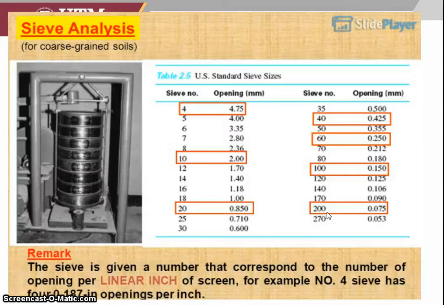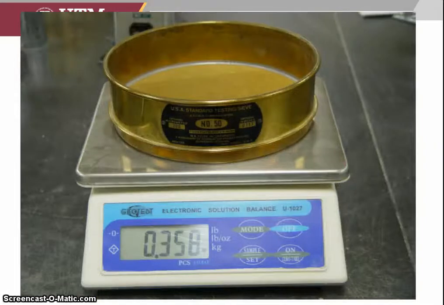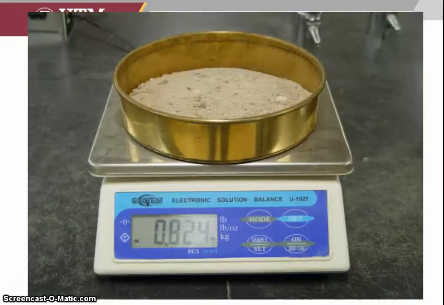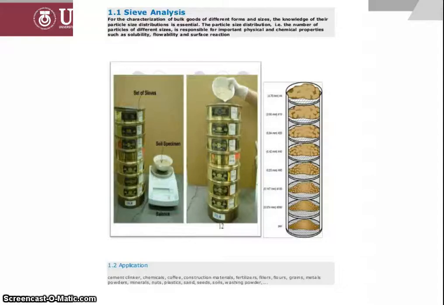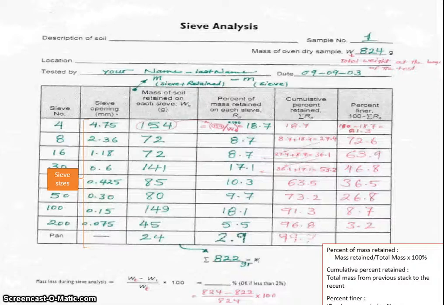passing percentage. Okay, so this is the shaker, the soil sample, the weighing pan and also the sieves with the soil. Stack them, the bigger size at the top, smaller at the bottom, and do the weighing and collect the data.